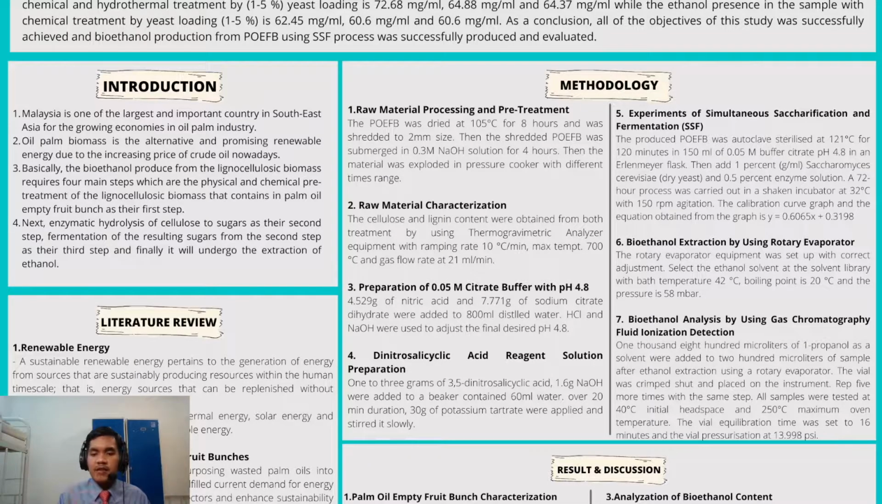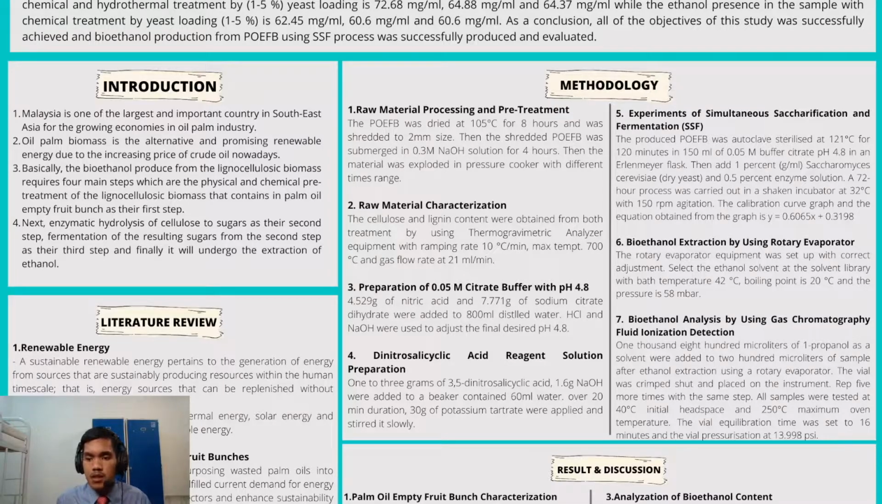For the final step, bioethanol analysis by using gas chromatography with flame ionization detection. 1800 microliters of 1-propanol as a solvent were added to 200 microliters of sample after ethanol extraction using a rotary evaporator. The vial was crimped shut and placed on the instrument. Repeat 5 more times with the same step.